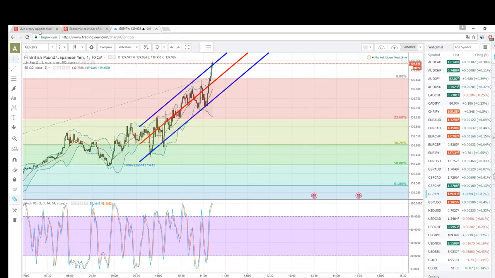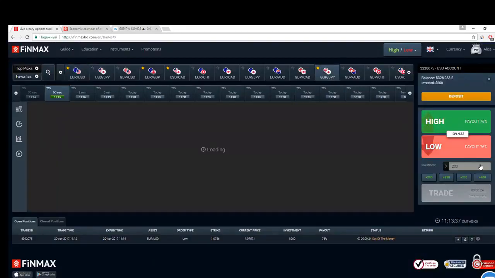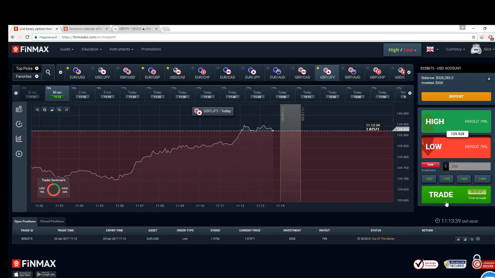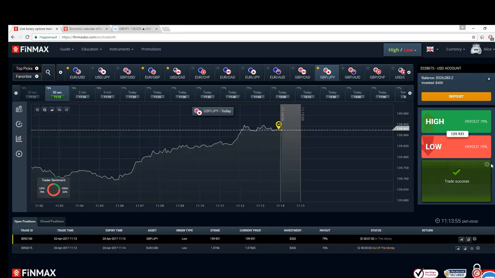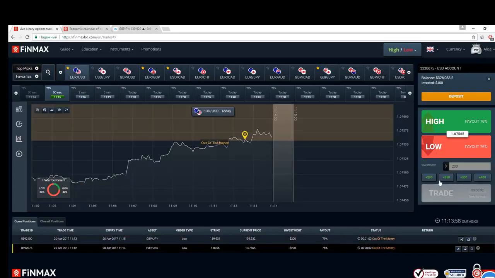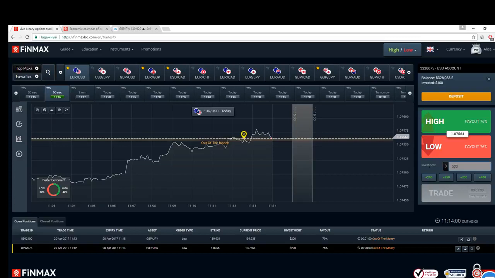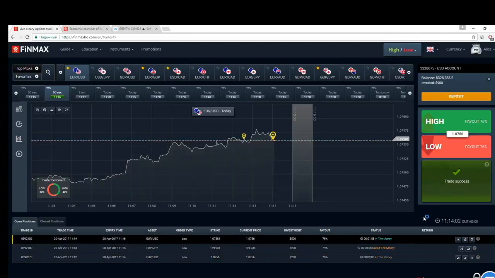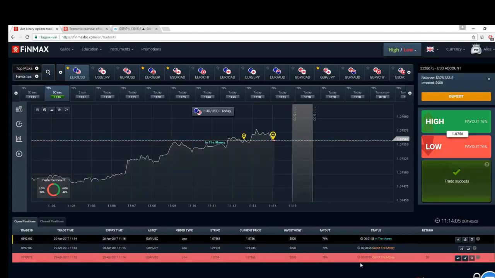Also British pound to Japanese yen. I will enter follow for 60 seconds. Entered the second trade.